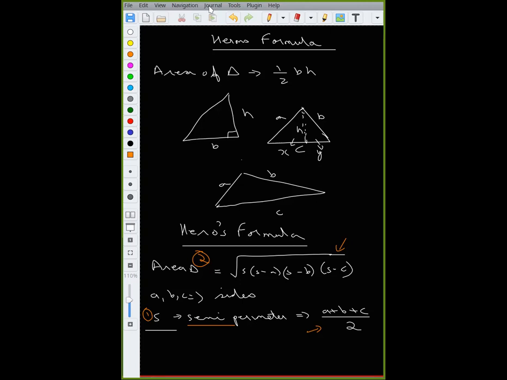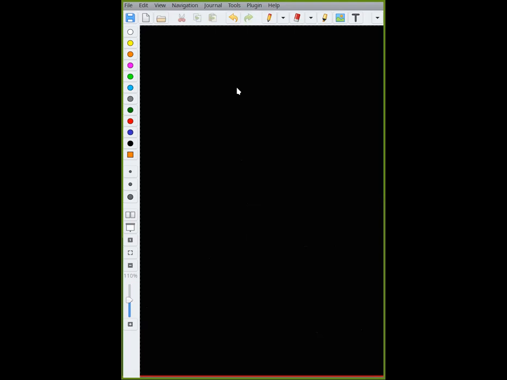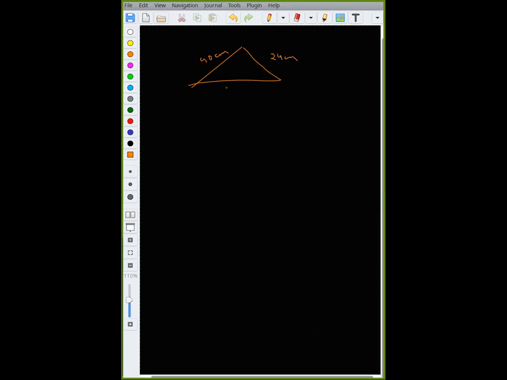Okay, let's do a quick sum. We're given a triangle. This is 40 centimeters. This is 24 centimeters. And this is 32 centimeters. Find the area. 40, 24, 32. Quickly do it. So remember, first find the semi-perimeter. Then to make things easier, find s minus a, then s minus b, then s minus c. And then just plug it into the formula.